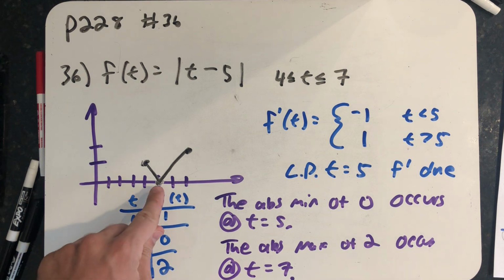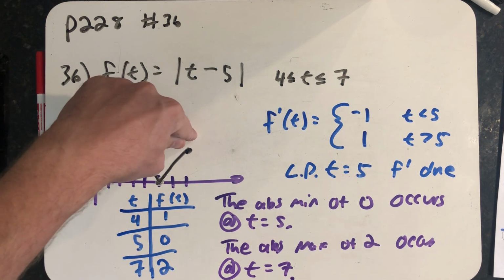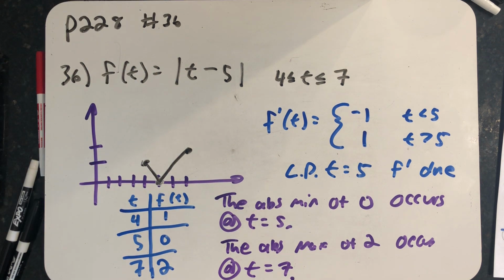And in this function, the absolute min occurs on the interior at a critical point, and the absolute max happens at a boundary point. And I guess that's it.